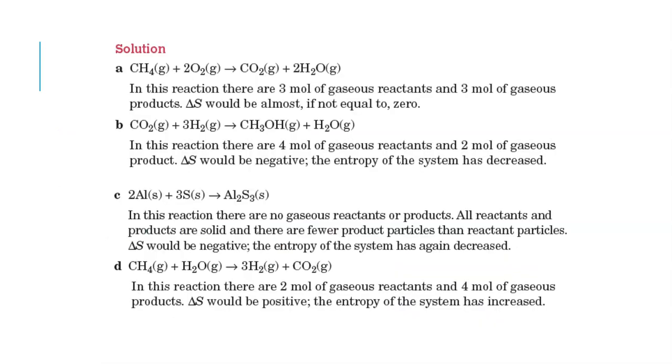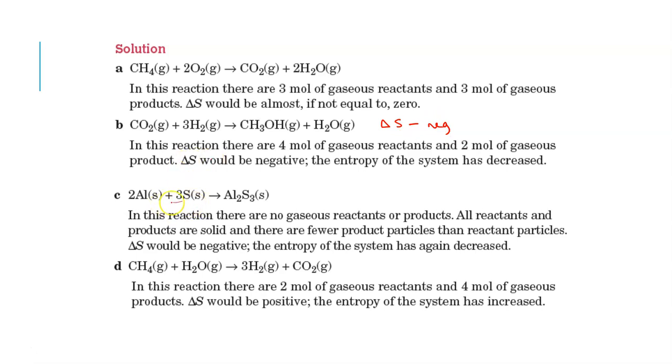Okay, so let's have a look at each of these and the way that they're written. So in this reaction, there are 3 moles of gaseous reactants and 3 moles of gaseous products. Delta S would be almost, if not equal to 0. For B, we can see that we have 4 moles of gaseous reactants going to 2 moles of gaseous products. In this case, we have gone from more to less, so delta S must be negative. We have decreased the level of disorder in this system.